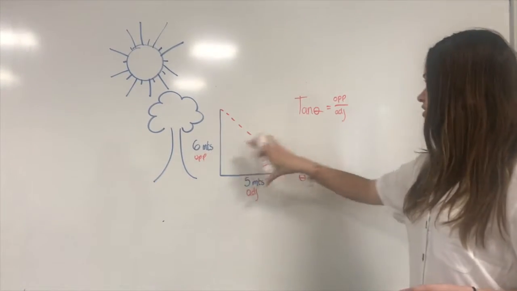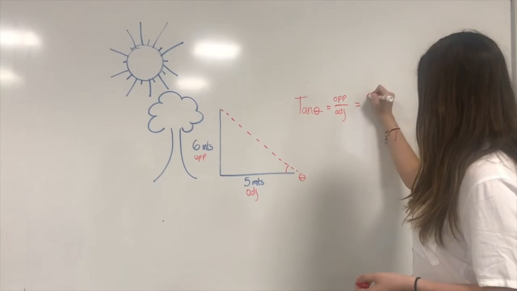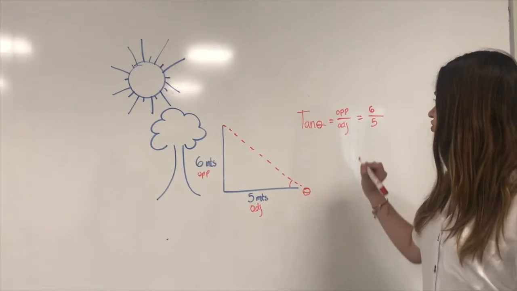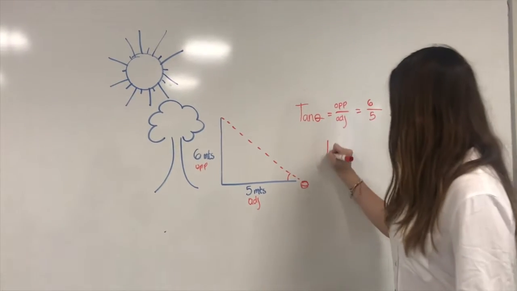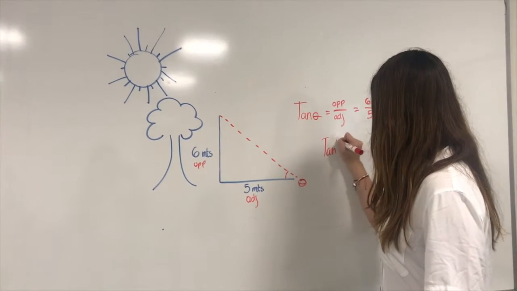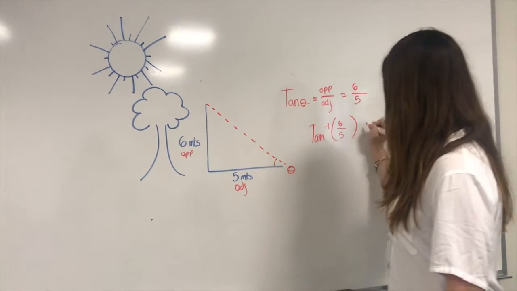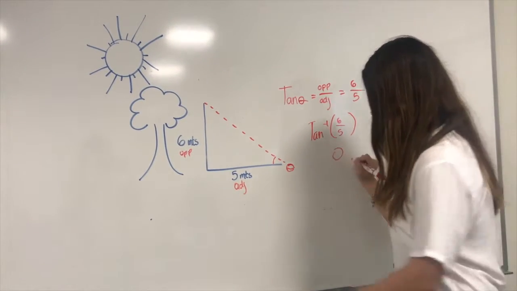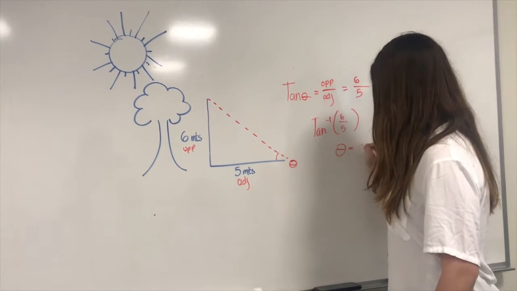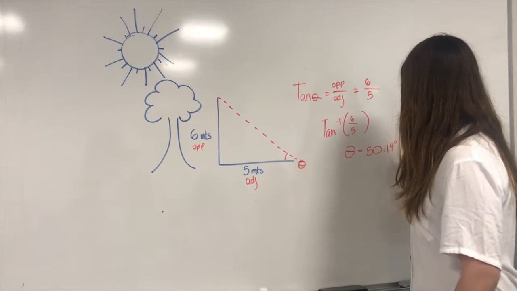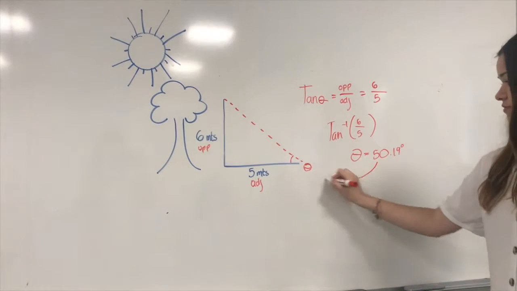So we will plug these numbers into the formula, 6 over 5. And remember that to solve this problem on the calculator, you need to press the tan^-1 button of 6 divided by 5, and the answer will be 50.19 degrees of the angle of elevation.